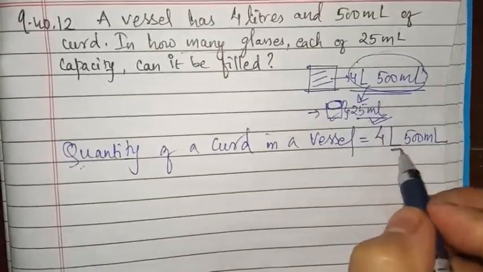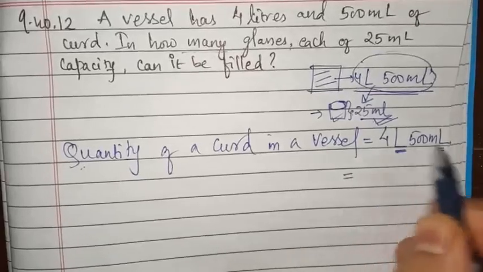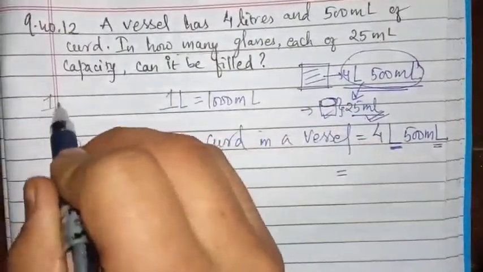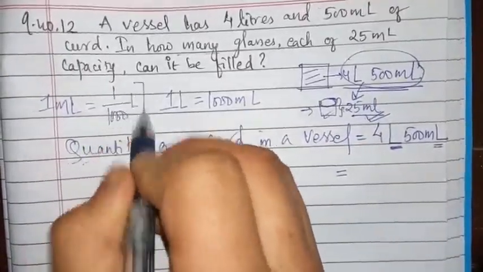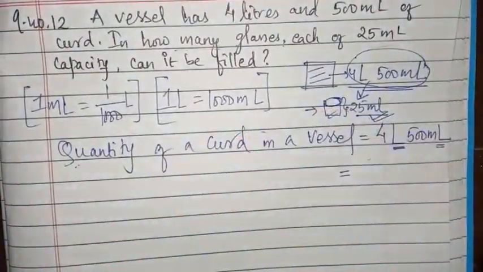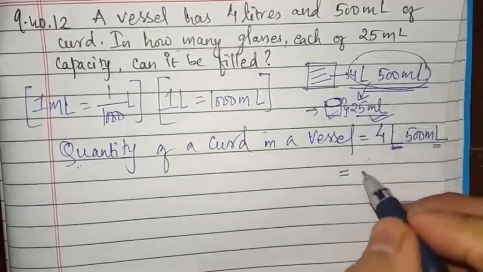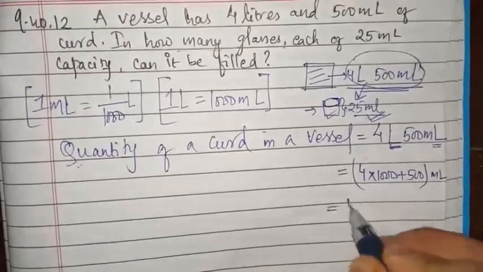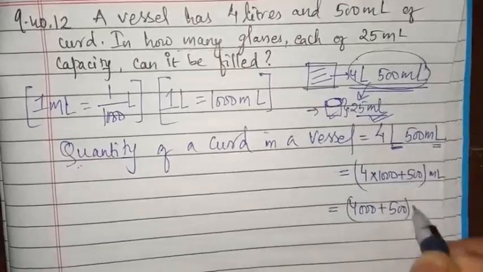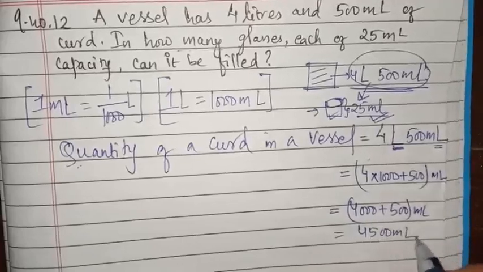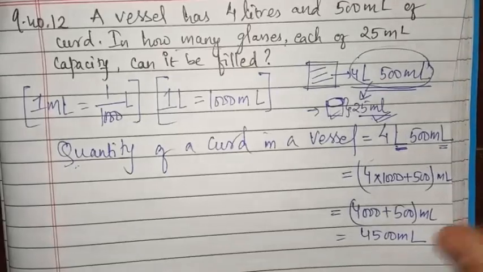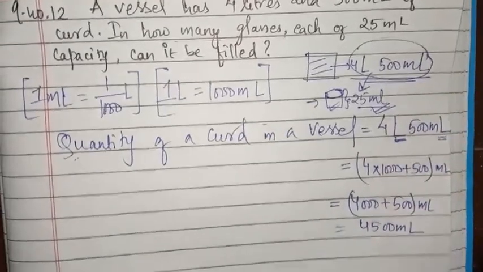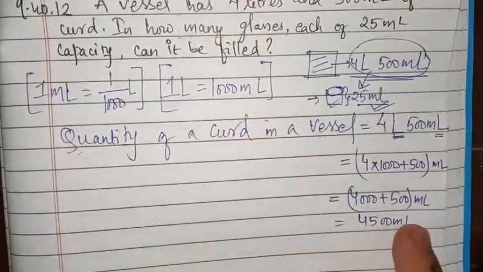As you can see here, there are two units. As mentioned, whenever you see 2 units, you should convert into 1 unit. I hope you all know 1 liter is 1000 ml and 1 ml is equal to 1 divided by 1000 liter. These should be noted down. This will help you in the conversion process. So I will prefer to convert liter into milliliter. So 4 into 1000 plus 500 milliliter, and 4 into 1000 is 4000 plus 500. First and foremost, you have to convert the given pair of units into one unit, that is milliliter. So the quantity of curd in that vessel is 4500 milliliter or 4 liter 500 milliliter.